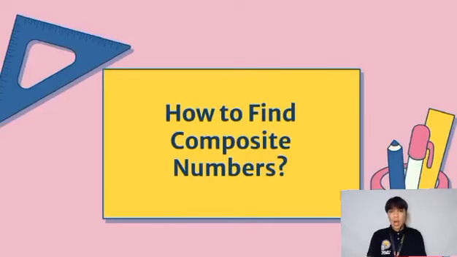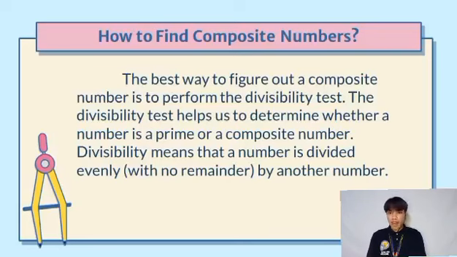How to find composite numbers? In order to find a composite number, we find the factors of the given number. If the number has more than 2 factors, then it is a composite. The best way to figure out a composite number is to perform the divisibility test. The divisibility test helps us to determine whether a number is a prime or a composite number. Divisibility means that a number is divided evenly with no remainder by another number.